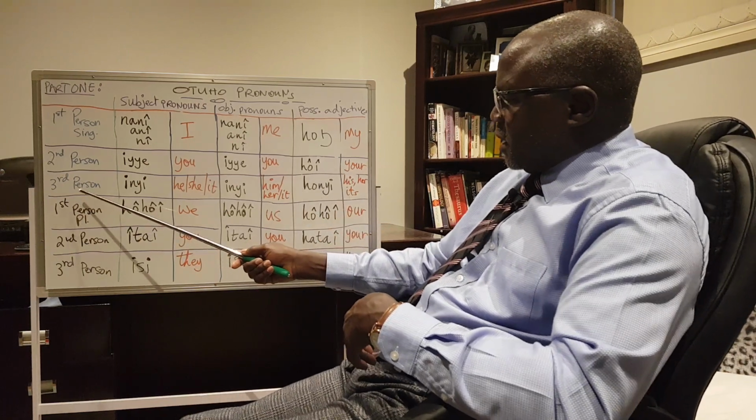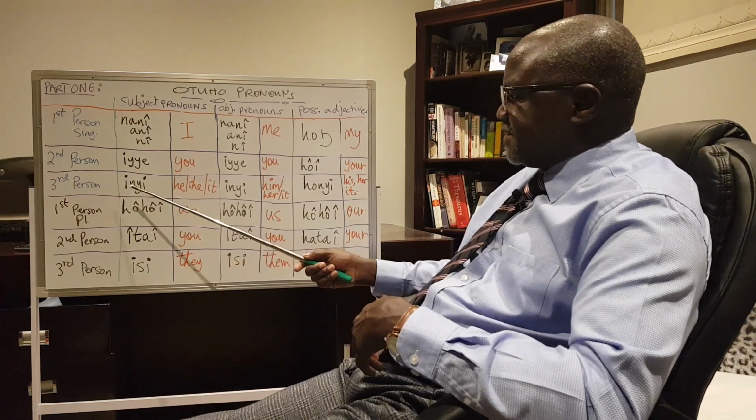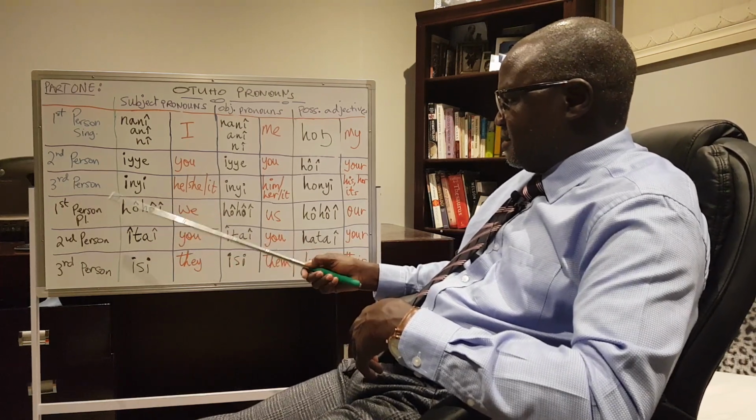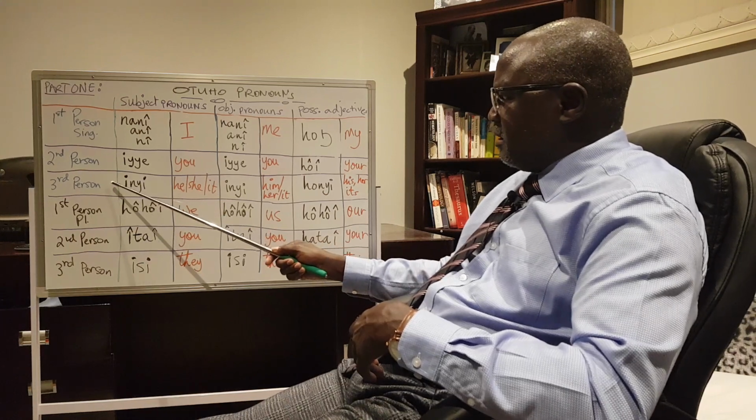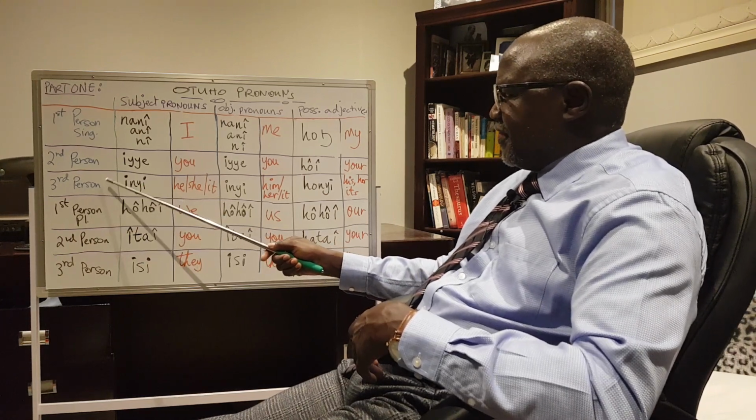In the third person singular, it is inyi. Inyi here refers to male, female, and a thing.